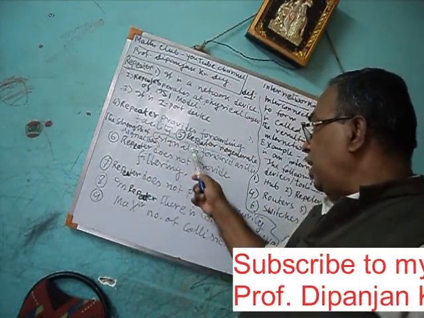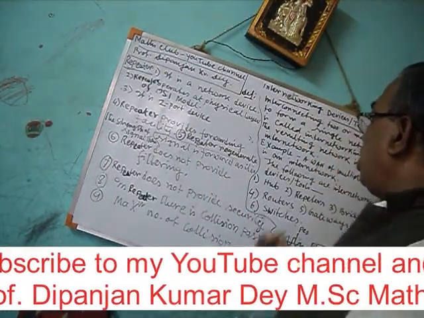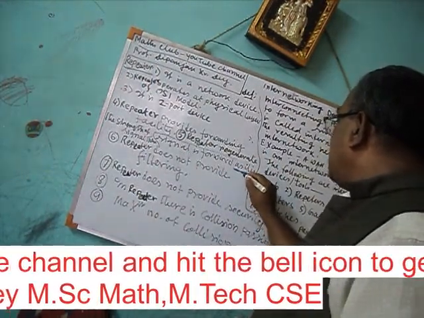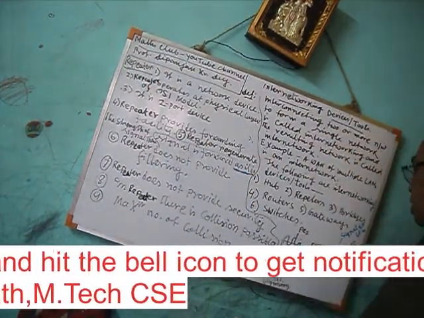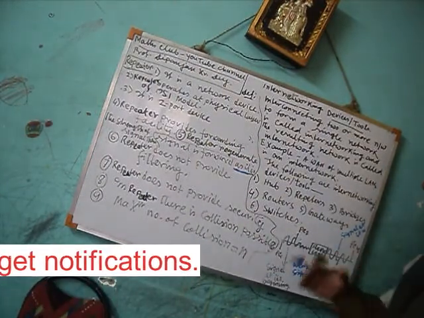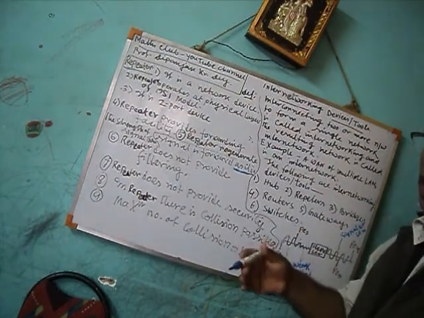Then the signal is forwarded as it is. I am mentioning here, as it is. This is very important. You see, when the signal travels through the medium, it becomes weak.